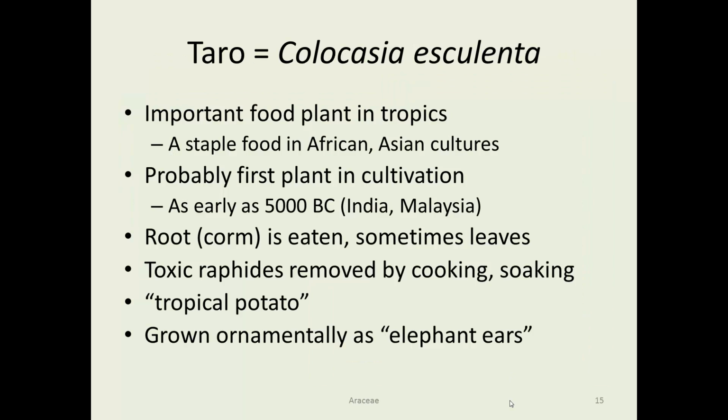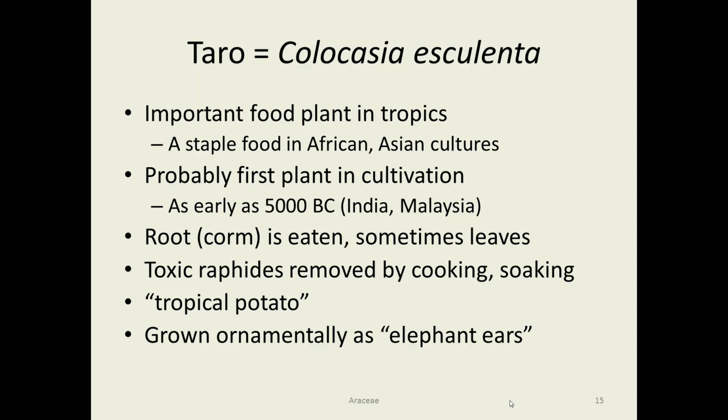So taro is a very important economic food plant worldwide. Many people throughout the world use this as a starch source. If you look on the Wikipedia page, there's literally dozens of different cultures listed and the ways that they use this plant as a food. It's primarily tropical, because these are tropical species. You can consider it a staple in some countries.